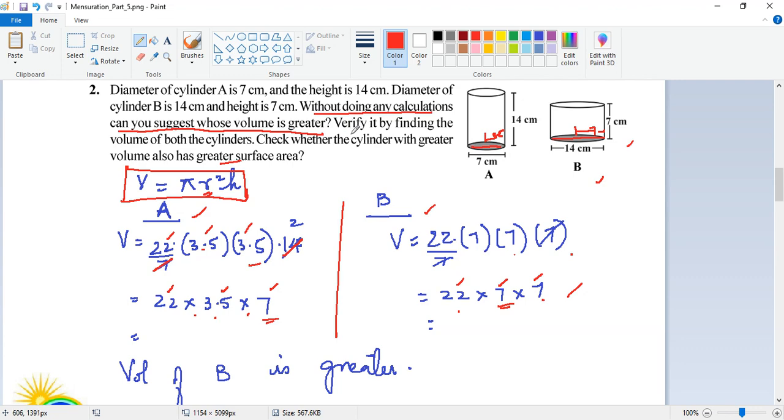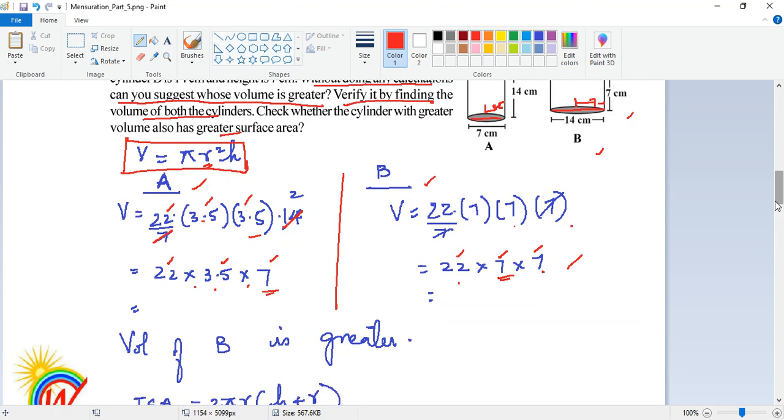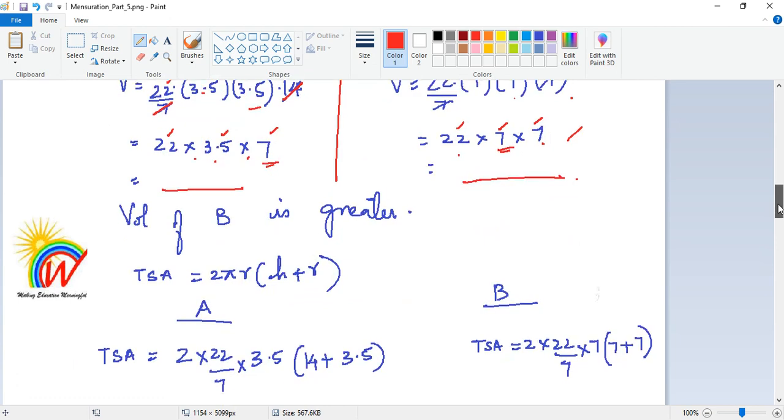Okay. Now coming to the second question here. Verify it by finding the volume of both the cylinders. So now we need to find the volume of both the cylinders. So now you people calculate it, multiply and see what you get here and what you get here. Okay. And check if this is greater than this. Alright. Okay. Now we will come to the next question.